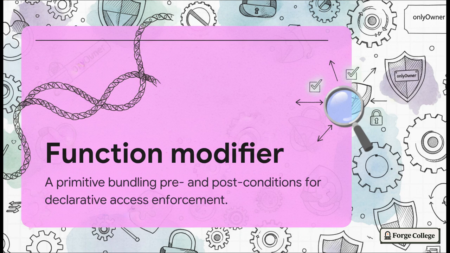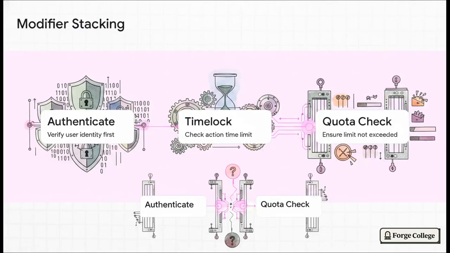But a quick tip, keep them short. They really shouldn't become long blocks hiding complex logic. Let's see how this builds, because these modifiers are incredibly powerful when you stack them. You can chain them together like a sequence of gates. Step 1 might be an authentication gate, Step 2 could be a time lock, Step 3 could be a quota check. But heads up, the order of these gates matters immensely. If you put a time lock before authentication, you might accidentally leak timing information to unauthorized users, or just waste precious gas checking a time lock for someone who isn't even allowed in. Always sequence your gates carefully.